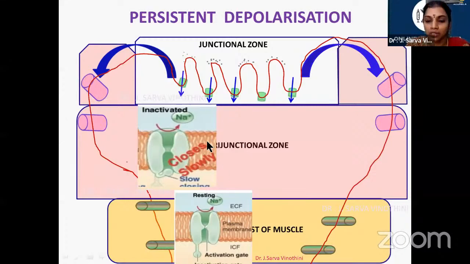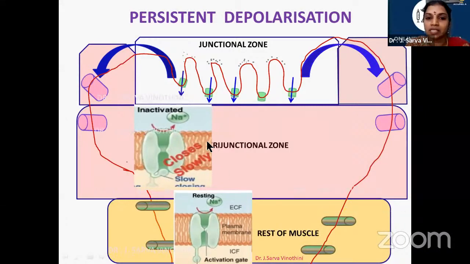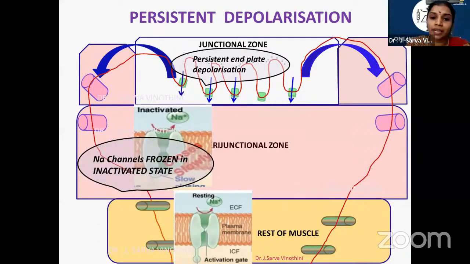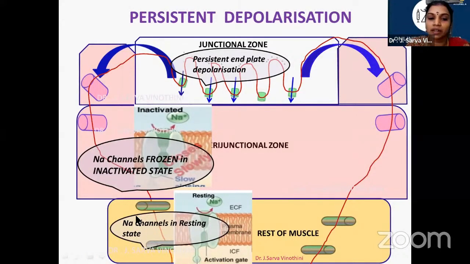So what happens with succinylcholine is, you have three distinct zones. One is the junctional zone, where succinylcholine keeps on depolarizing the acetylcholine receptors. And the next is your perijunctional zone, which is more important because the sodium channels here are frozen in the inactivated state. They cannot transfer the current that is happening here to the rest of the muscle. And we have the rest of the muscle which are in the resting state.